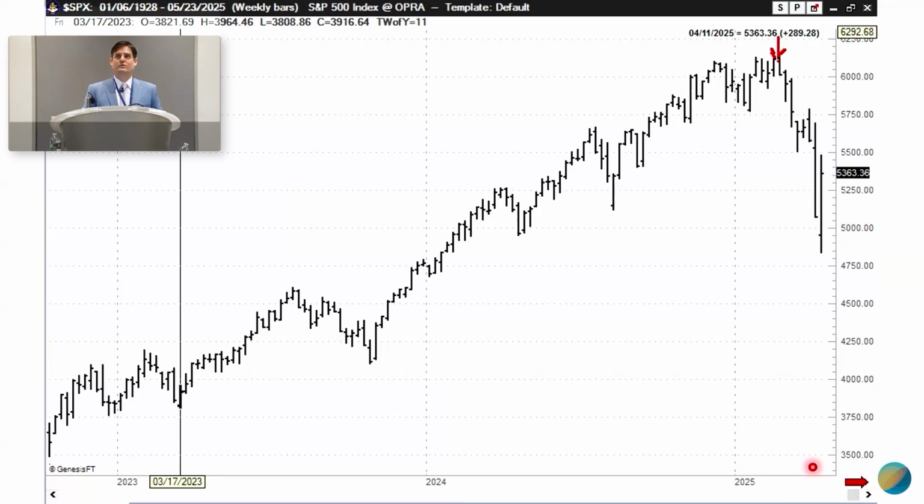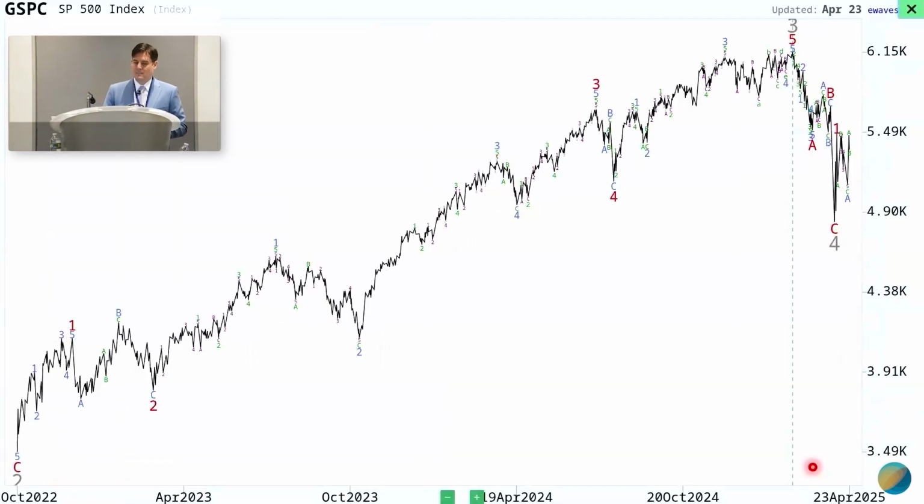So we're going to do one more S&P wave count here. So I'm going to take this picture, a very recent picture, and we're going to run EWAVES on it and show you the latest labeling that we have. Okay, so this is April 23rd, 2025. So this is just 7 weeks ago, right here.